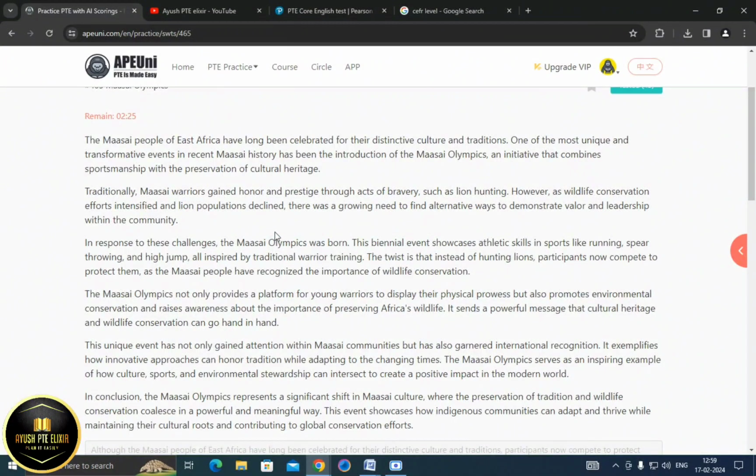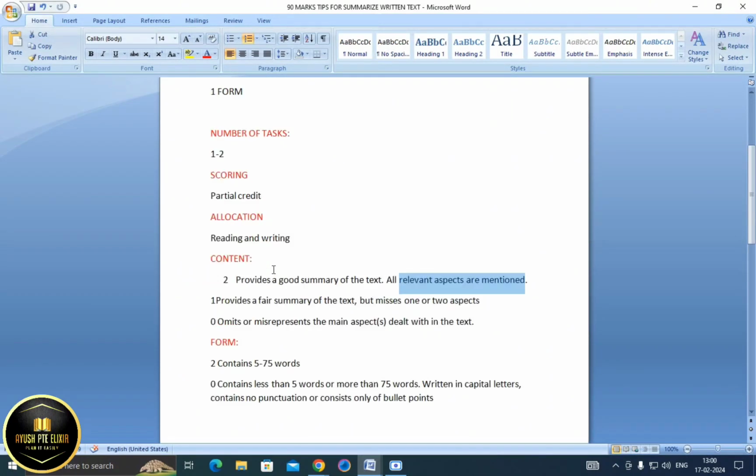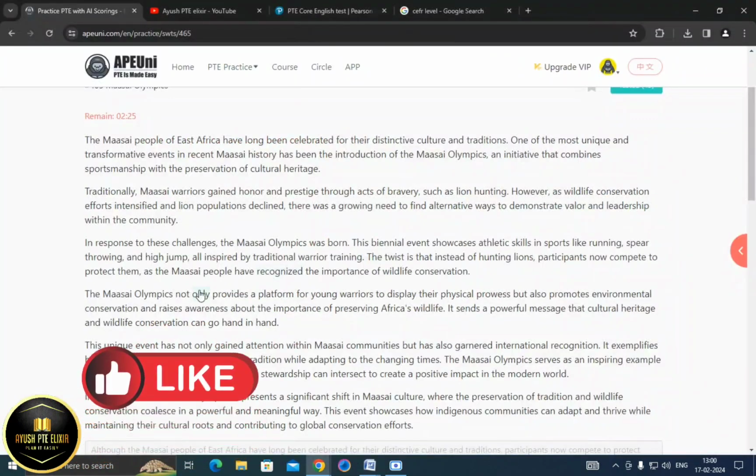I mean, you can get 7 out of 7 over here, but as I told you, if you are not explaining the good summary or relevant aspects are not mentioned, then you may get less score in your overall scoring. So make sure that you are going to connect it perfectly.